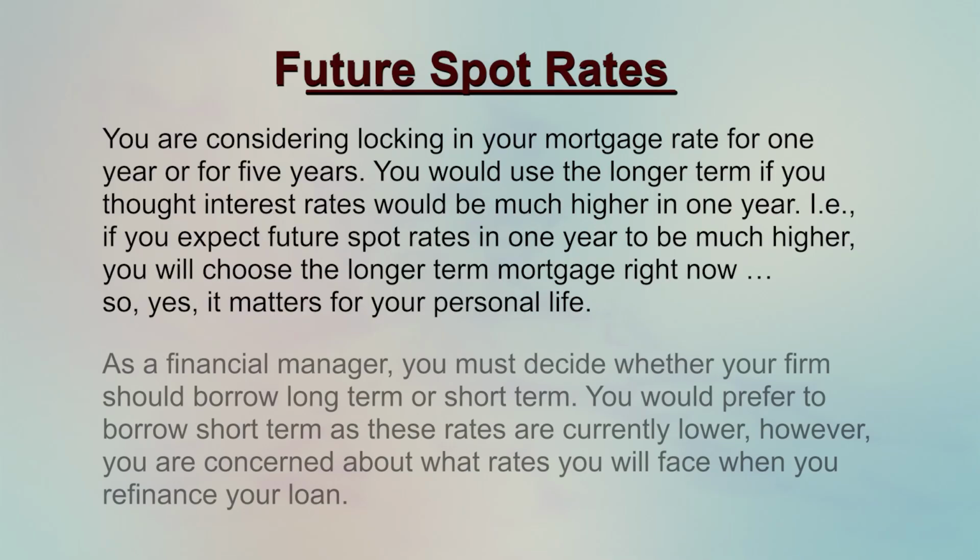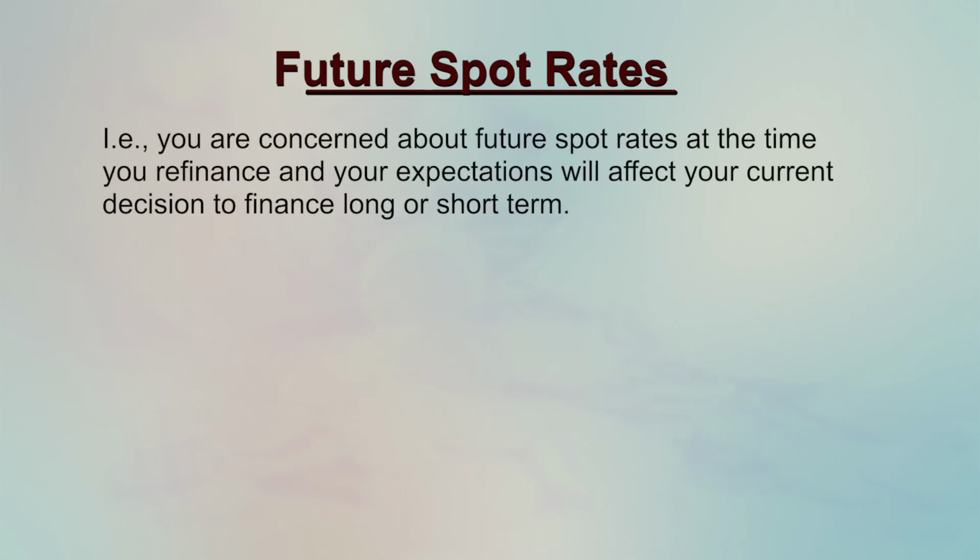The second example is of a financial manager, where you must decide whether your firm should borrow long term or short term. This is a very important decision of a financial analyst, whether the company will engage in a short term loan or a long term loan. So you may prefer to borrow short term because these rates are currently lower, however you are concerned about the rates you will face when the loan will be repaid. That means currently the rates may be lower, but in future the rates may rise. So there is a level of uncertainty about the future rise in the price. So you are concerned about the future spot rates at the time you refinance, or expectations will affect the current decision to finance long and short term.